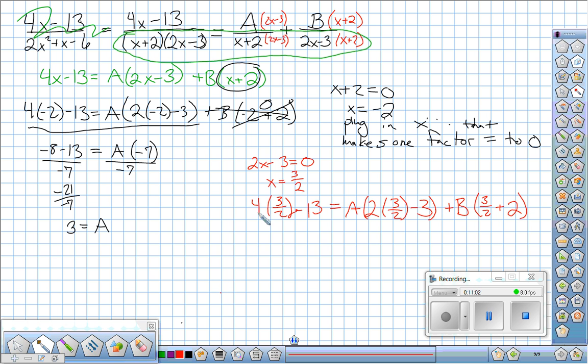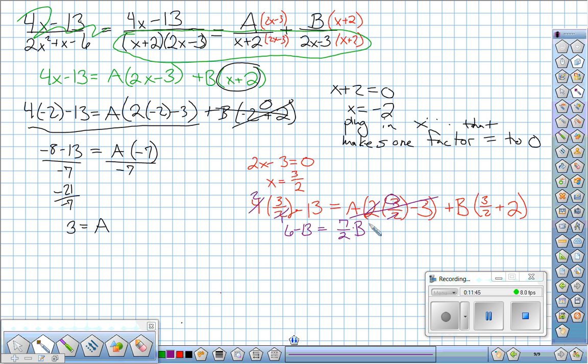Okay, so 4 and 2 will cross out to 2 and 1. So I'll have 6 minus 13 equals A times, this will be 3 minus 3, so this whole thing is the one that's going to go to 0. So 0 plus B. Then I have 3 halves plus 2. So basically 1.5 plus 2 will give me 3.5. We'll write it as a fraction: 3.5 would be 7 halves B.